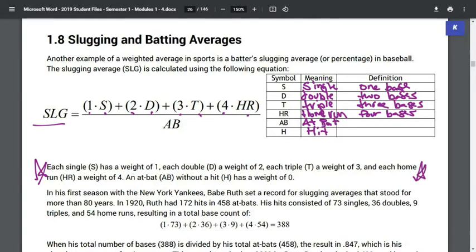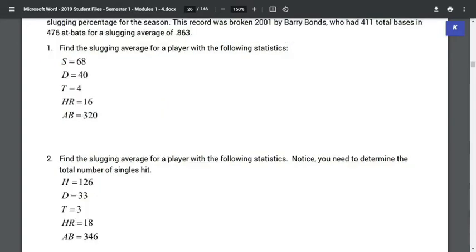And then it has an example for us with Babe Ruth, said that he had one of the best slugging percentages for more than 80 years. So he had 172 hits at 486 at bats. So here it is. You have your 73, your 36. He had 9 triples, 54 home runs. So you add up and get 308. And then as we scroll down here in a second, you'll see they took that 308 and divided it by his total at bats to get his slugging percentage.